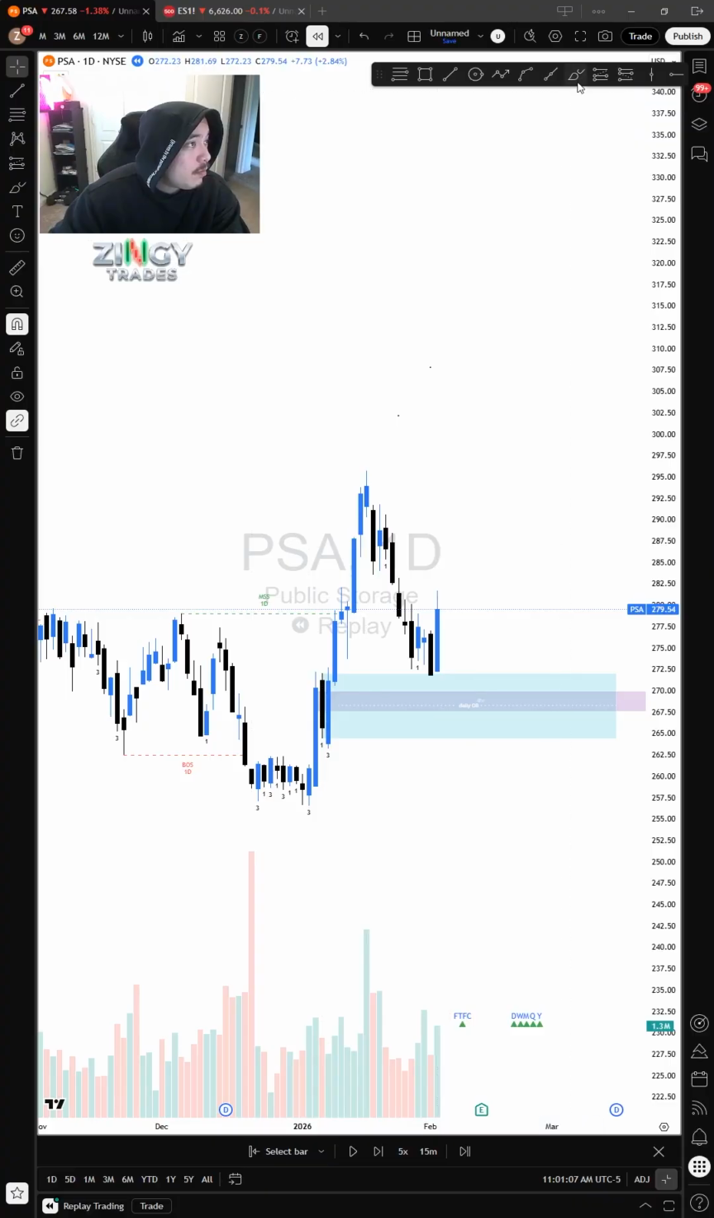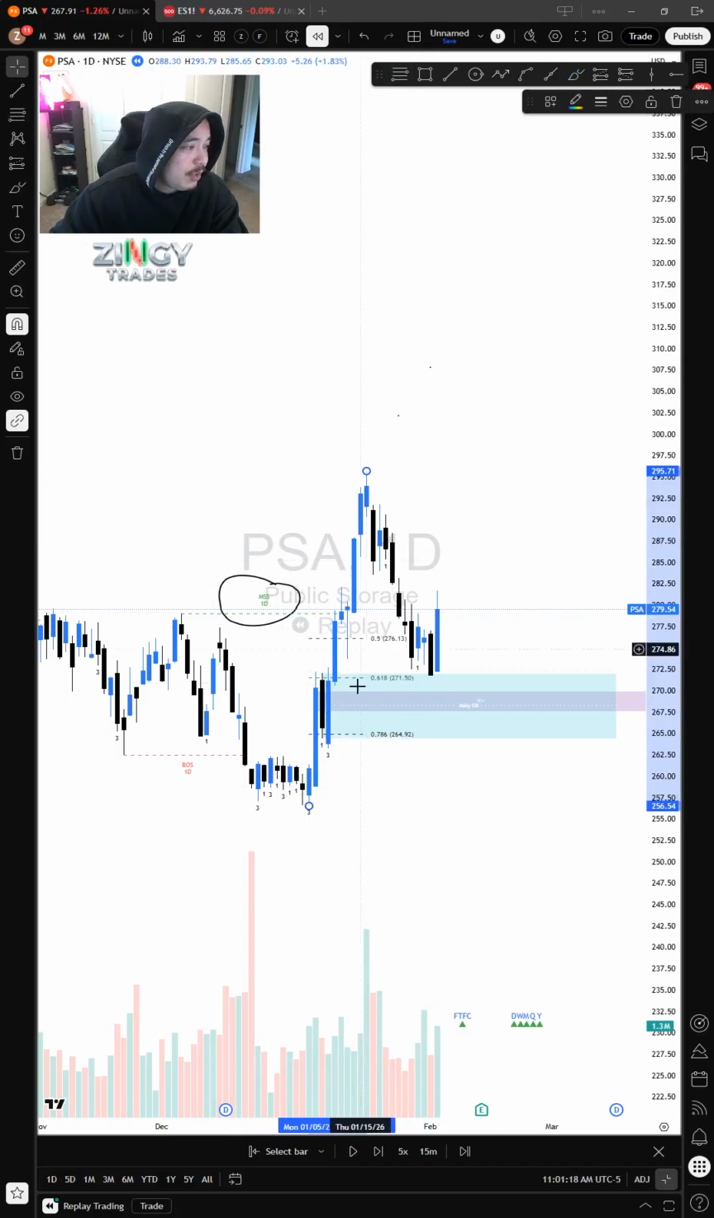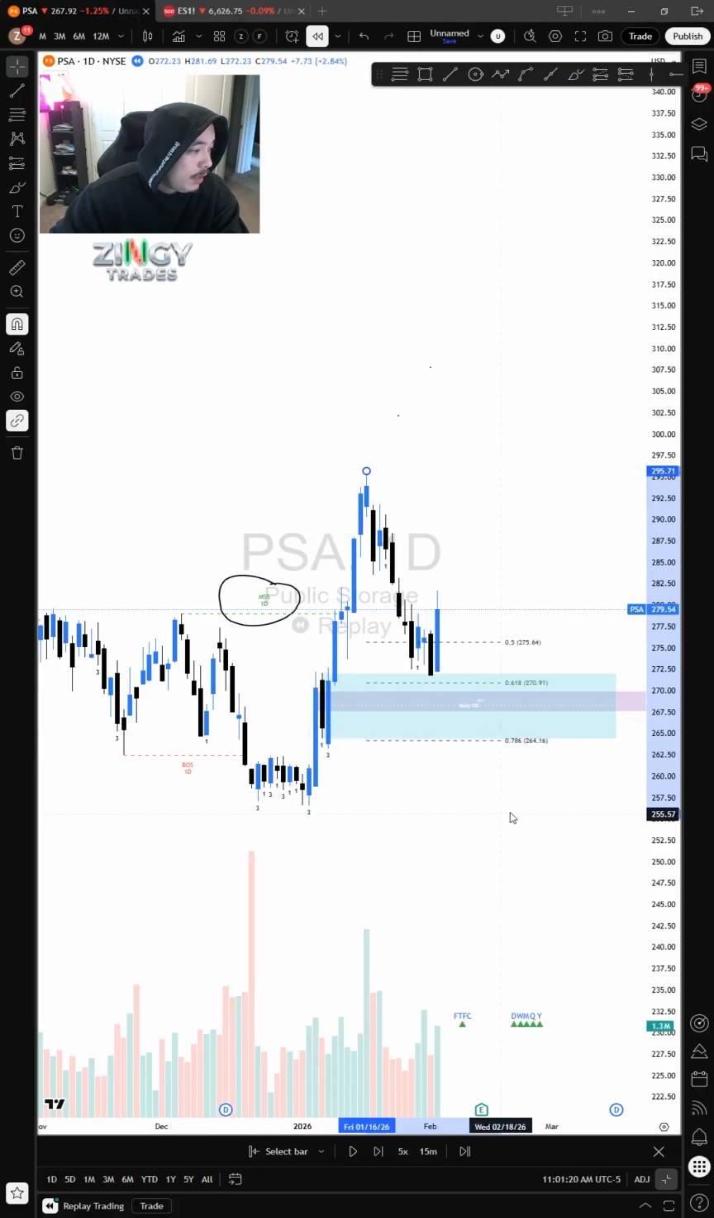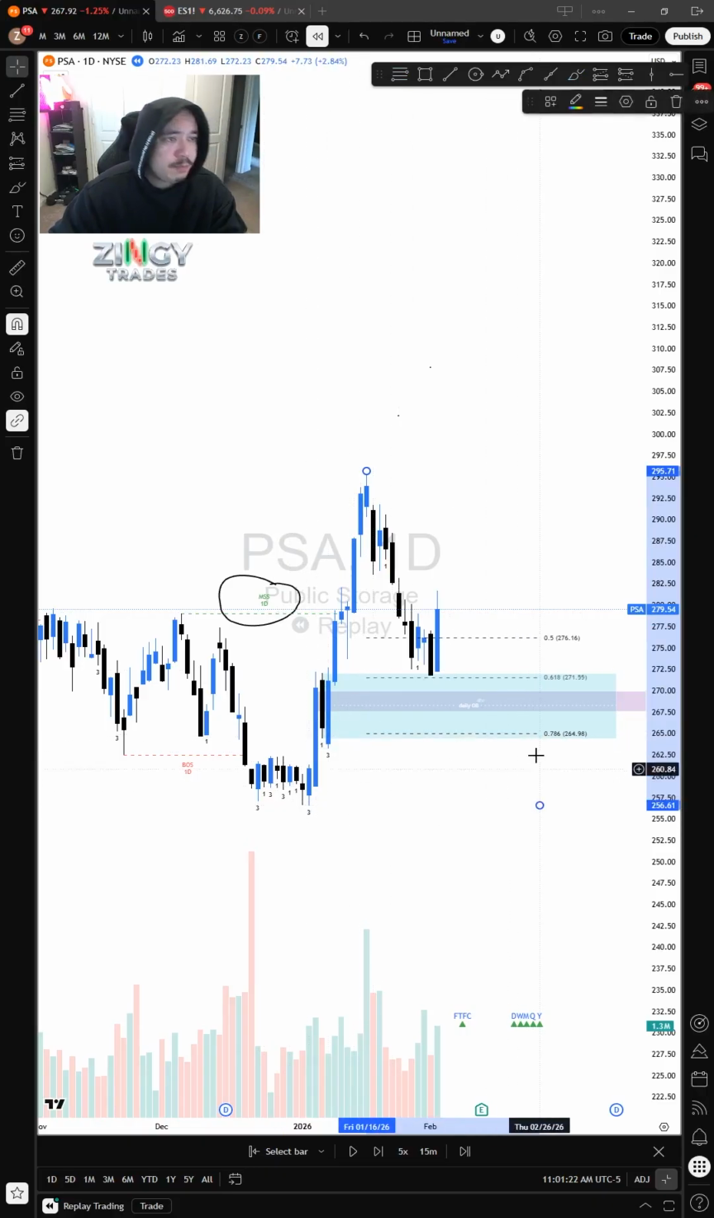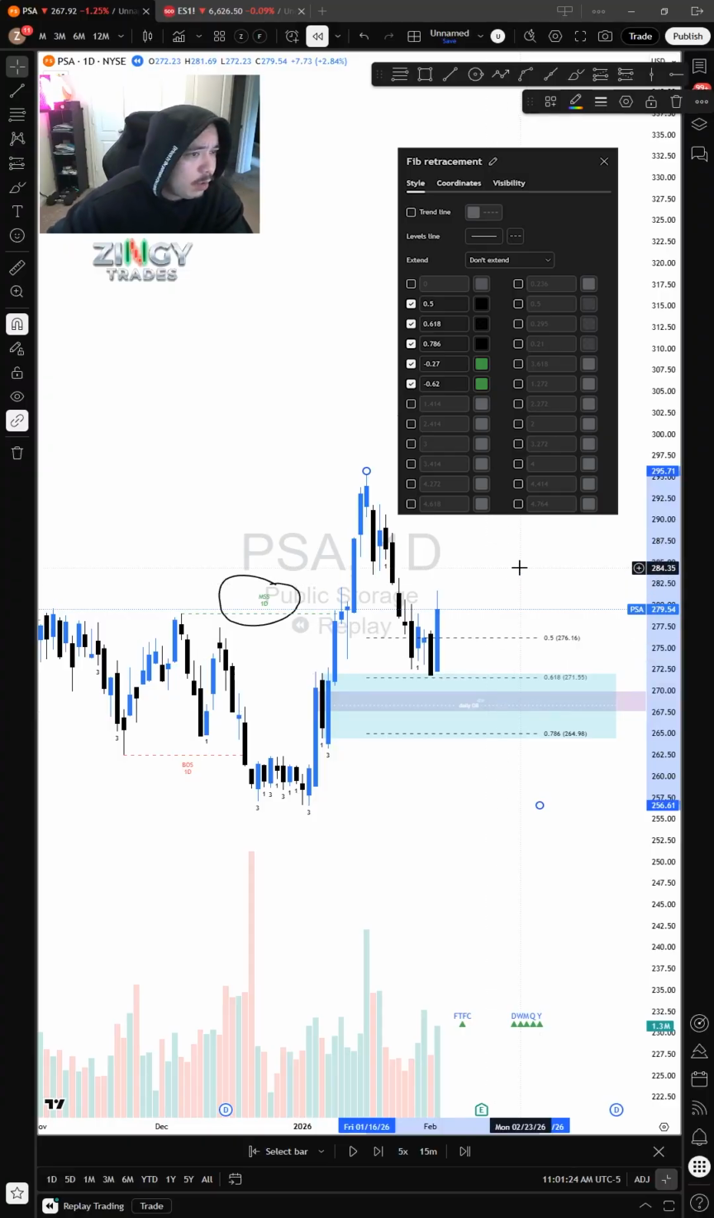So as you can see, PSA, I deleted all the fibs that I previously had. PSA had a market structure shift to the upside. So what am I going to do? I'm going to take my fibs from this recent low to this high. You see I've got OTE here, and I'm just going to extend it out. And I'll share my settings in the comments if y'all want it.